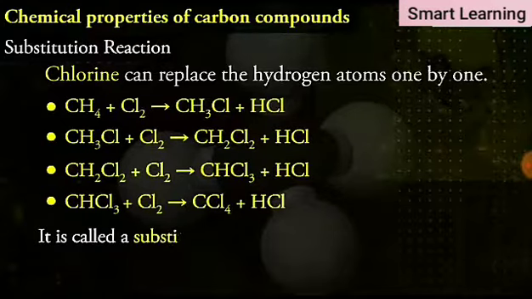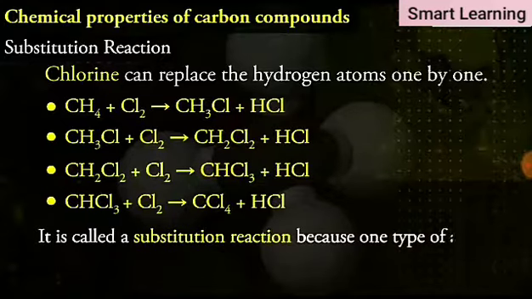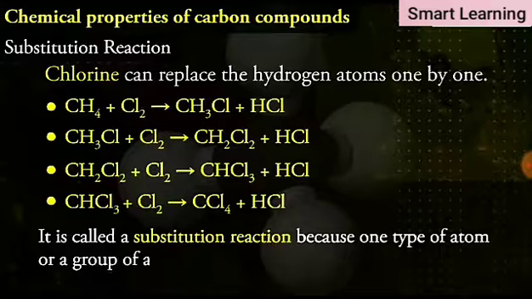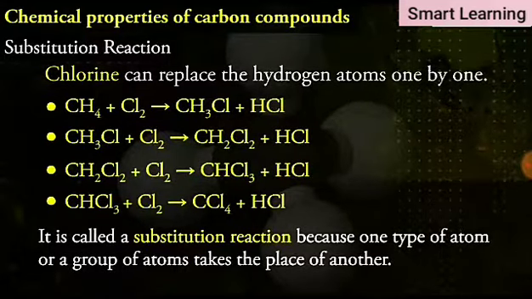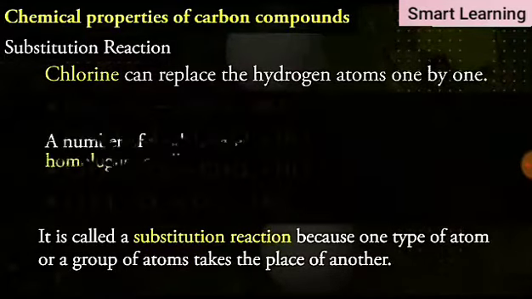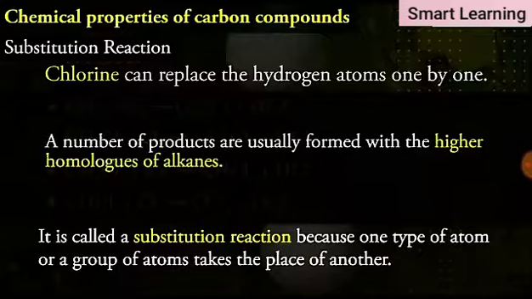It is called a substitution reaction because one type of atom or a group of atoms takes the place of another. A number of products are usually formed with the higher homologues of alkanes.